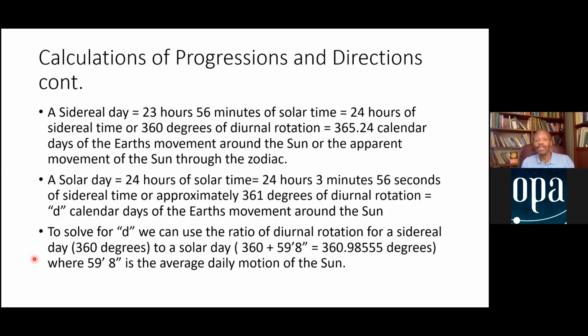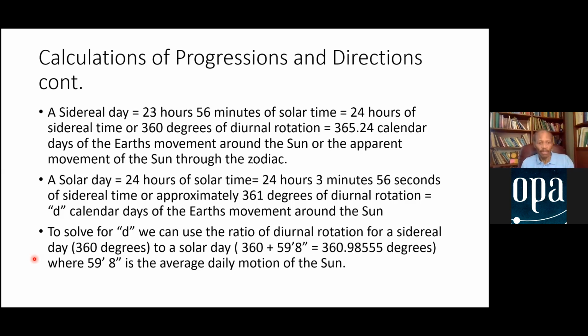So we know that a sidereal day is slightly less than a solar day, 23 hours, 56 minutes of solar time, in fact. And a solar day is slightly longer than a sidereal day by 24 hours, 3 minutes, and 56 seconds.